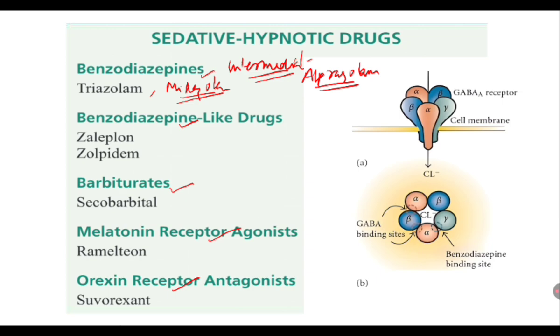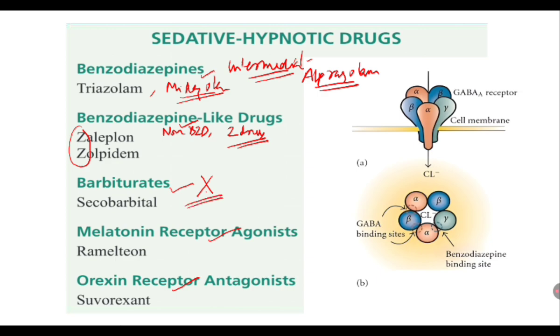The second major classification is the benzodiazepine-like drugs, also called non-benzodiazepine drugs or Z drugs, because in this group all drugs start with Z: zaleplon, zolpidem, eszopiclone, all those drugs. And the third group is barbiturates. Secobarbital is a short-acting barbiturate, and these are not at all used as sedative hypnotics nowadays.